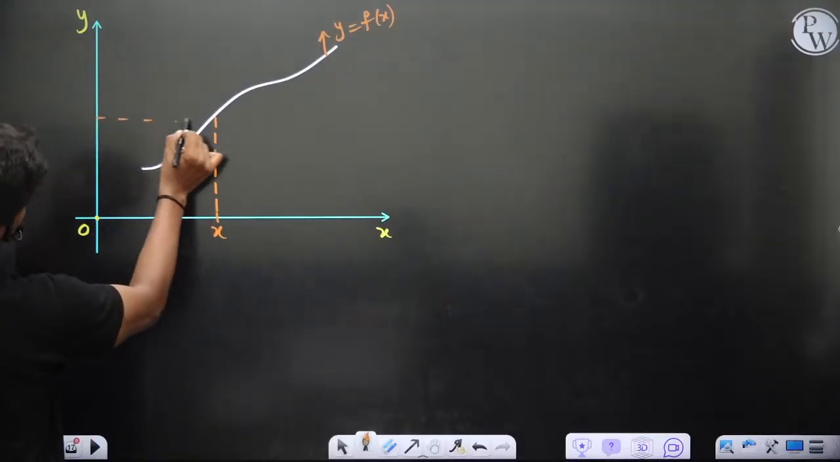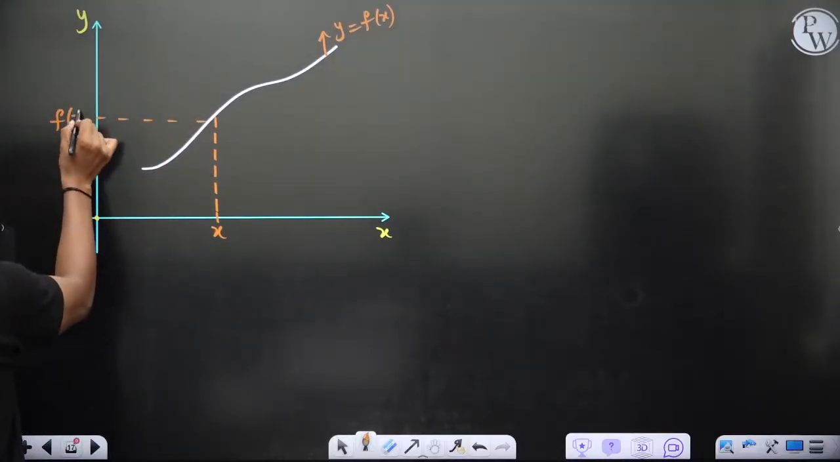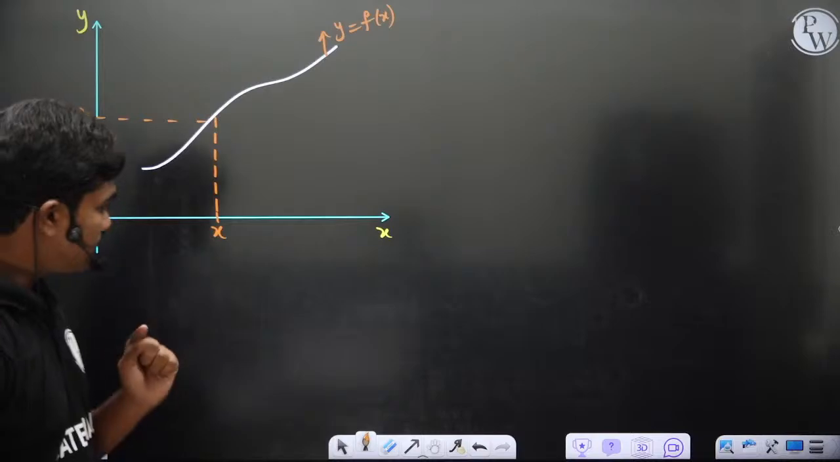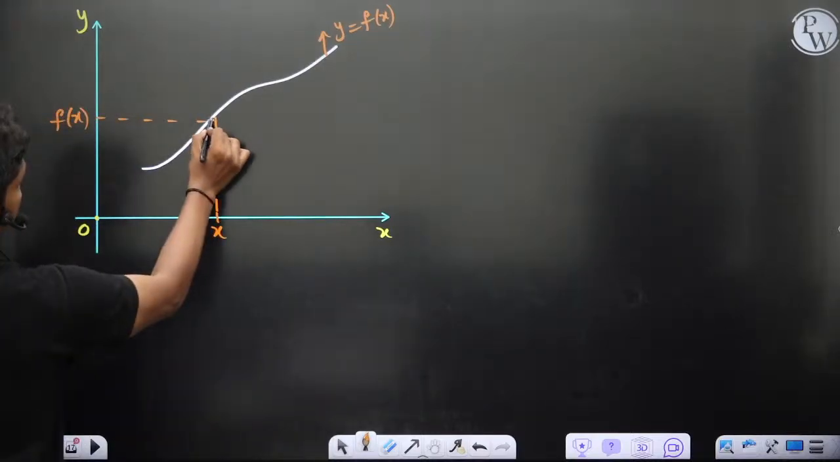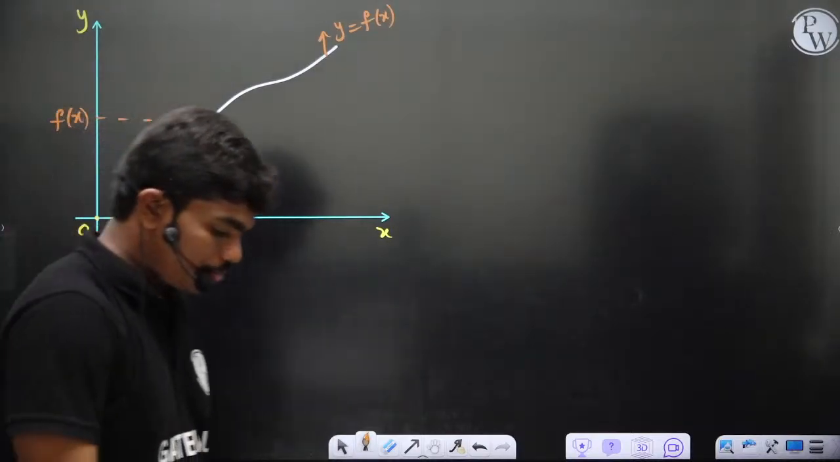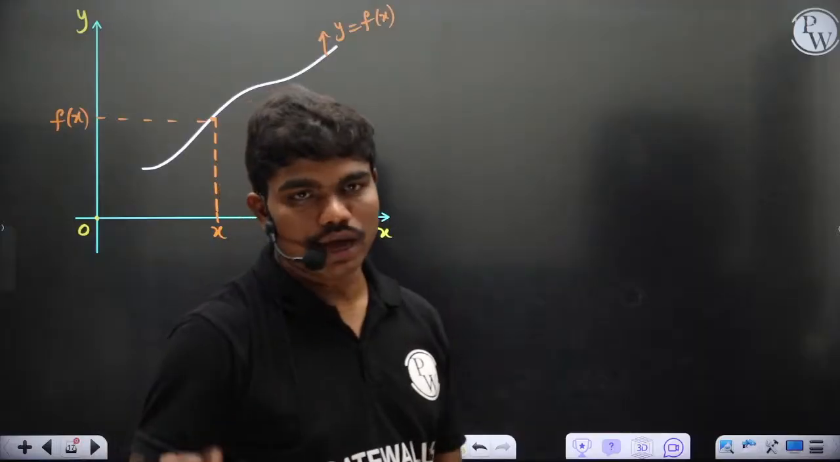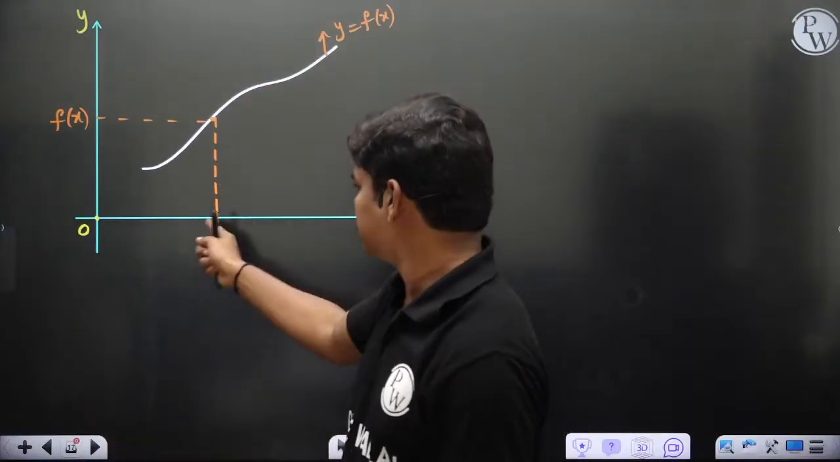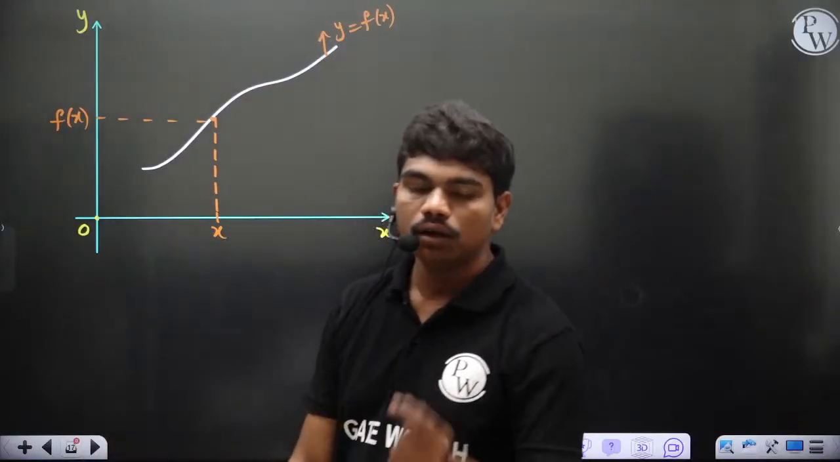So this is ultimately f of x. Okay, ultimately f of x. Then maybe this is not very clear, but I hope you can get it. So at a particular value of x, you have some function value f of x. If this is x, then correspondingly that's f of x. What does derivative tell you?